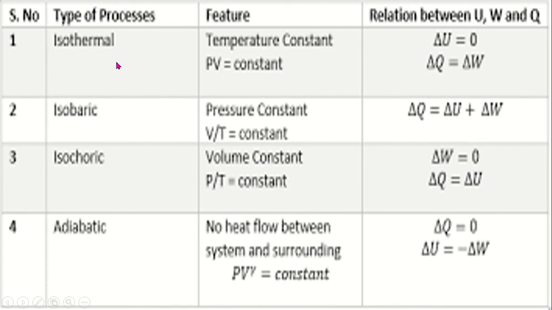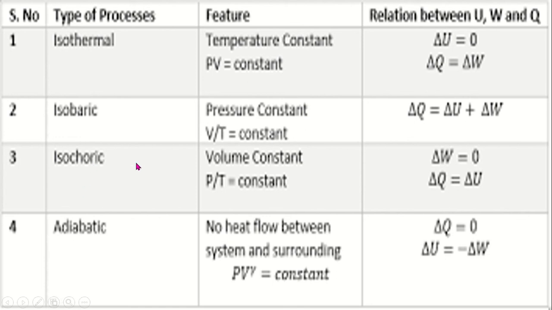So here, for the isothermal process, temperature is constant, and we can write PV = constant. And you know, in an isothermal process, temperature is constant. That's why ΔU = 0 and ΔQ = ΔW. I think this chart will help you more for understanding the math. For the isobaric process, which one is constant? Pressure is constant. Iso means same and bar means pressure. So here V/T = constant, and here ΔQ = ΔU + ΔW.